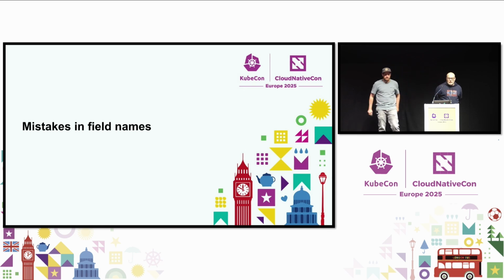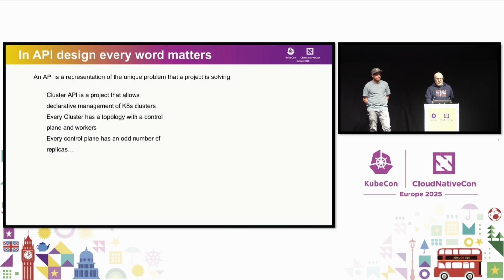Okay. So at this point, you might think that you now master writing Go types for the Kubernetes API. You know about types, you know about comments and magic markers. Unfortunately, this is not enough. There is one last category of mistake that we can make as a developer when writing an API. And this is the most common and the most tricky to get right. And it is about mistakes in field names.